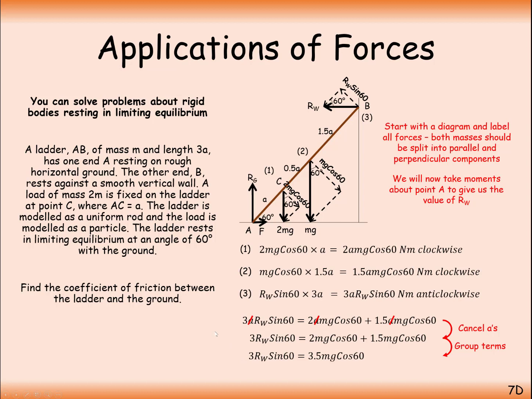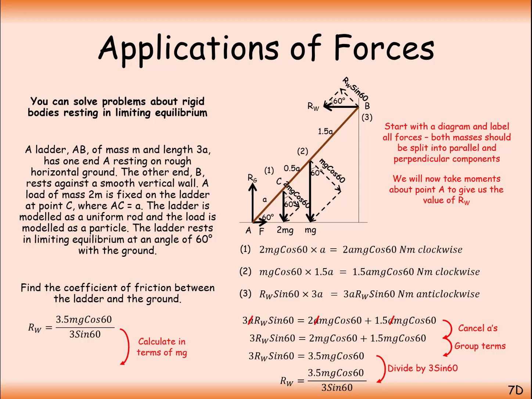Divide by 3 sine 60 to isolate RW, and we have RW like so. So we need to make a note of that. We can use that later. And it says calculate in terms of mg. So we're just going to work out this, type it in our calculator. We get a nice easy number to work with here.